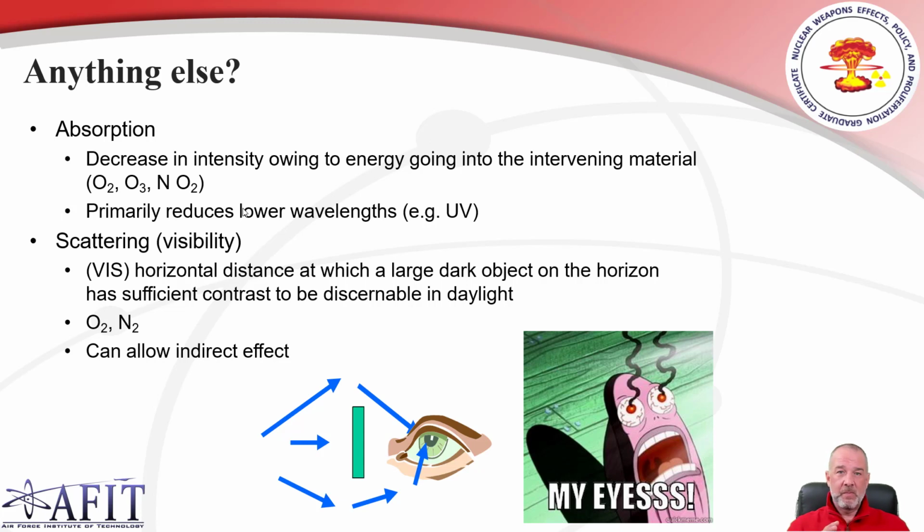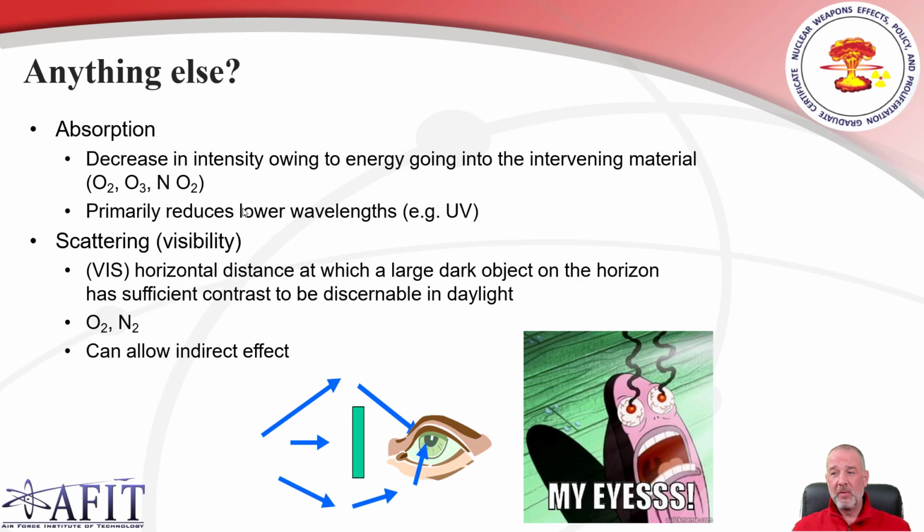So this is characterized by what we would call visibility, right? This is a horizontal distance at which a large dark object on the horizon has sufficient contrast to be discernible in daylight. And this is a function of scattering, because if the photons are being scattered a lot, then many of them aren't going to make it from the object to your eye without bouncing all around and sort of decreasing the visual fidelity, if you will. And again, this is affected by molecular oxygen, molecular nitrogen in the air.